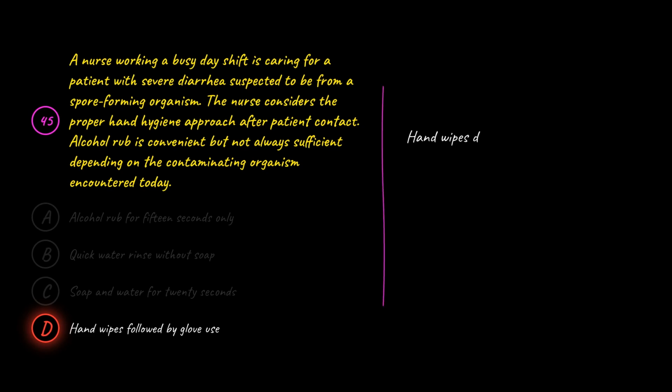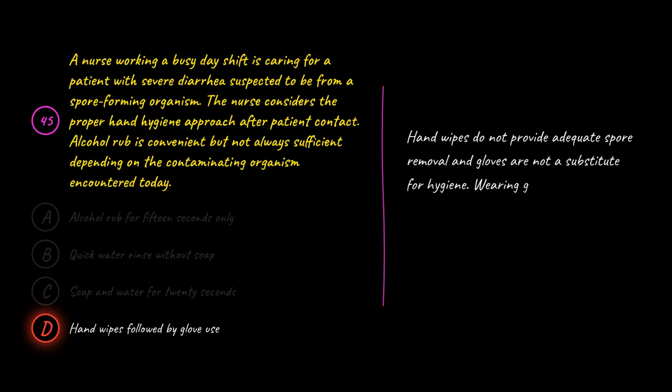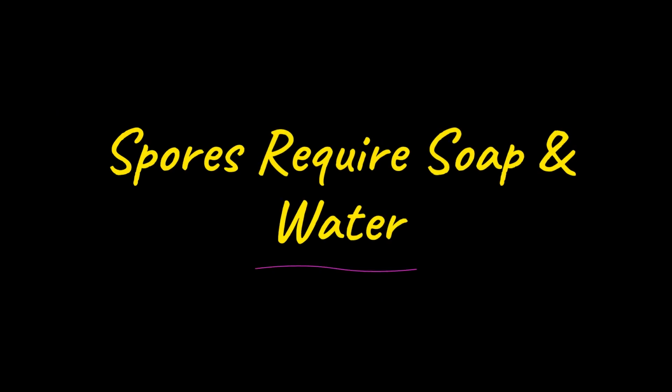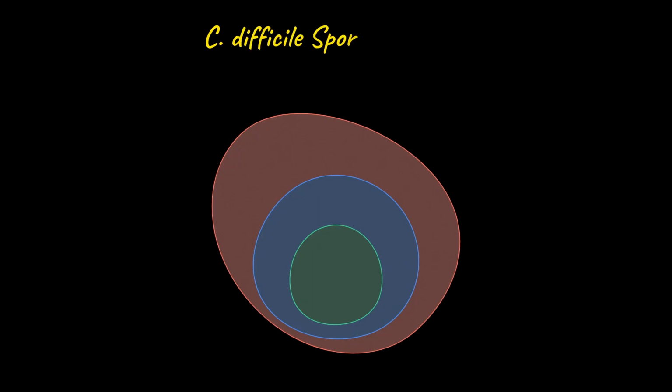D is wrong because hand wipes do not provide adequate spore removal and gloves are not a substitute for hygiene. Wearing gloves over contaminated hands recontaminates the next patient when gloves are removed without first washing. When caring for a patient with suspected or confirmed Clostridioides difficile, standard alcohol-based hand rub is not enough. The unique biology of bacterial spores demands a different approach entirely.